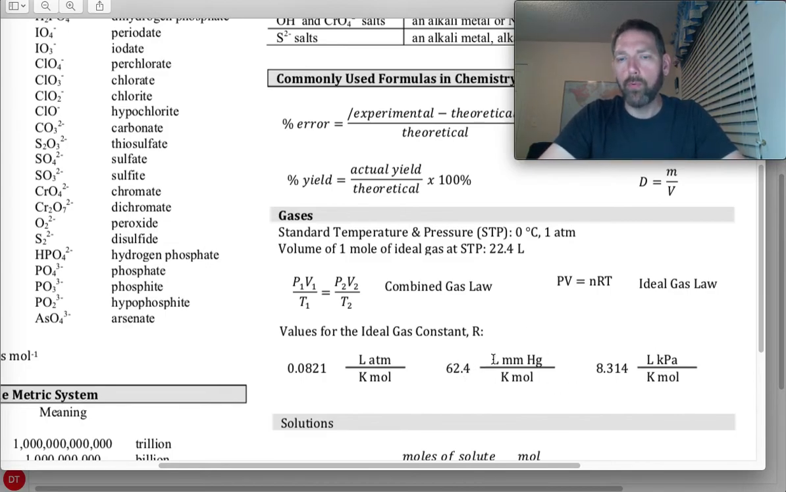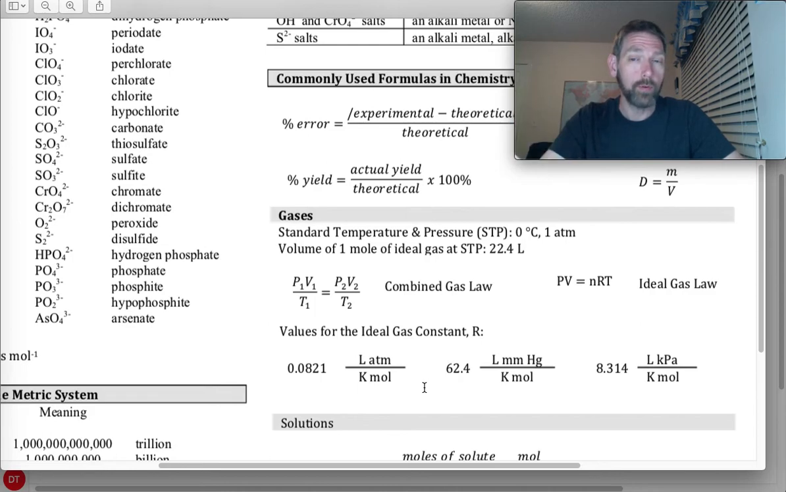So 62.4 liters millimeter mercury per Kelvin mole is the exact same as this. So this is one form of the R value. This is another form. This is another form. Which one do you use? Well, the only difference is the pressure. So if pressure is given in atmospheres, you're obviously using this one. If pressure is given in kilopascals, you're obviously using this one. If pressure is given in millimeters of mercury, you're using this one. That's the only difference, okay? That is it.